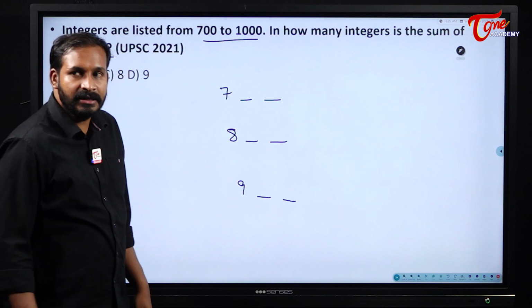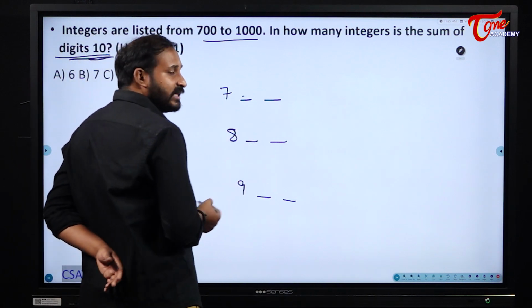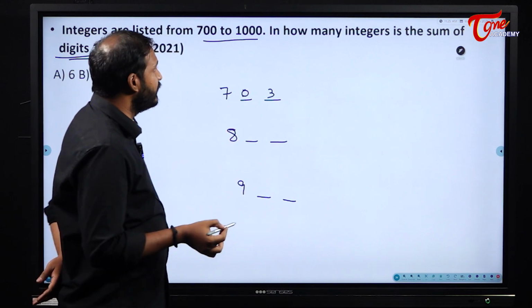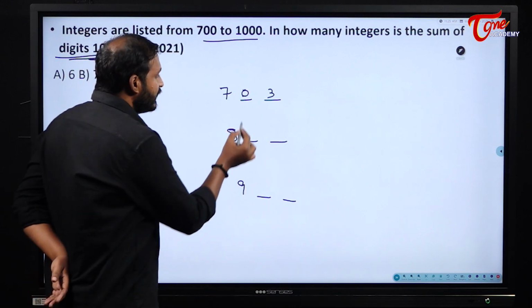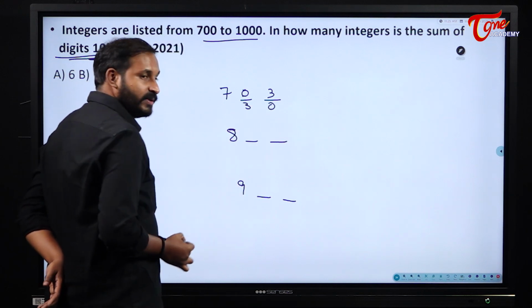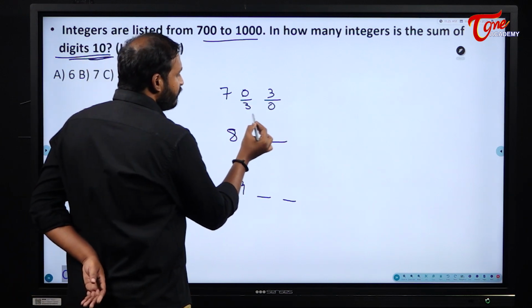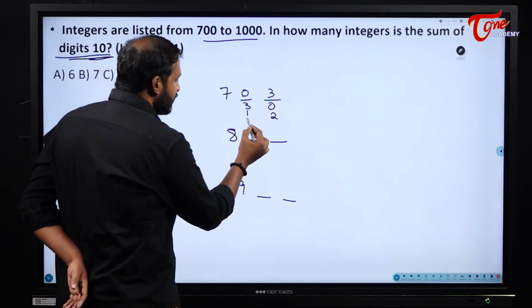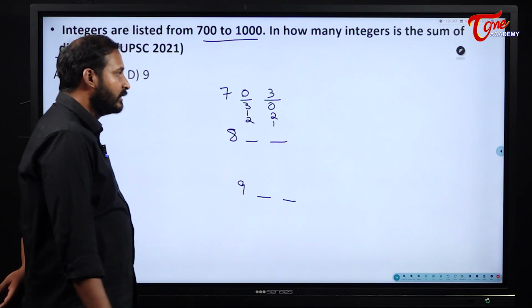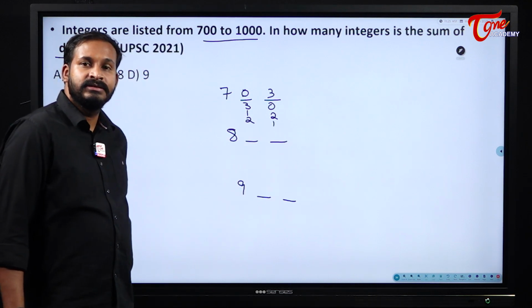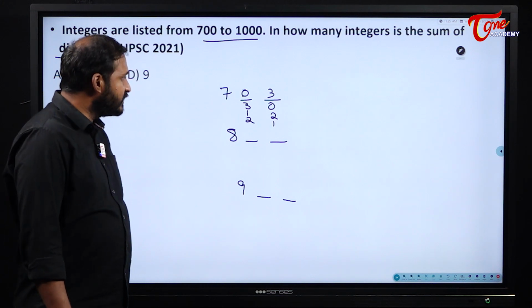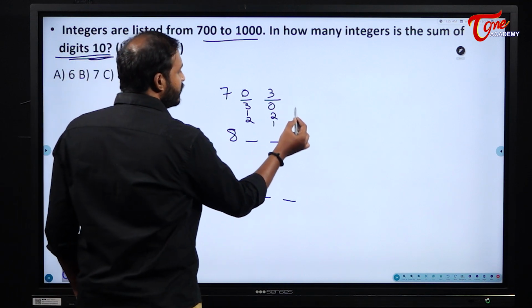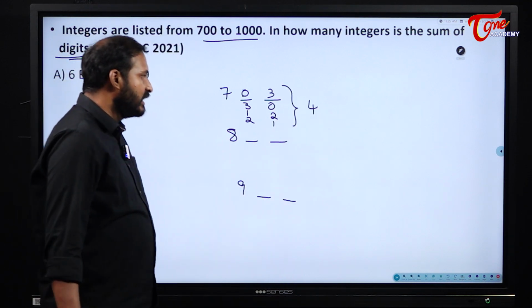10. Now tell me, if this is 7, what are the other 2 digits I can take? I can take 0, 3. Yes, there is a possibility. Next I can take 7, 3, 0. Yes, there is a possibility. Or else I can take 7, 1, 2. Why? Because the sum should become 3, right? Or else I can take 7, 2, 1. Is there any other choice for us here? 703, 730, 712, 721. Only these many chances I have. So here how many chances will I have? 4 chances.